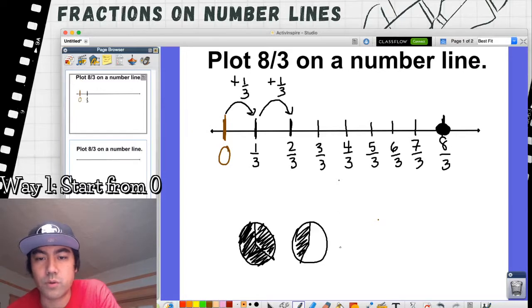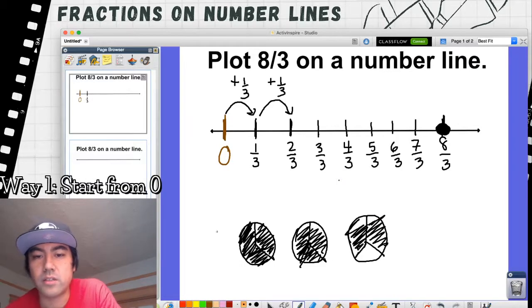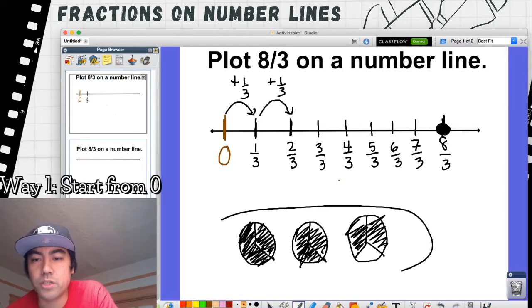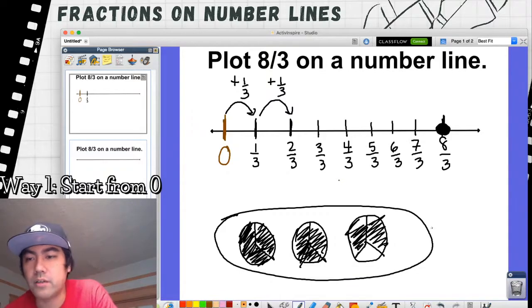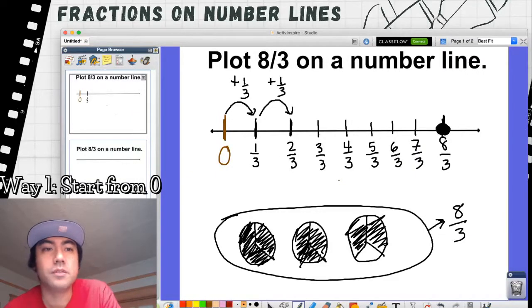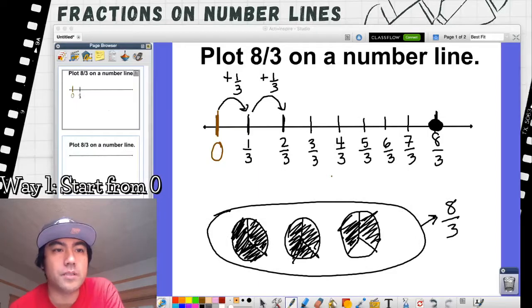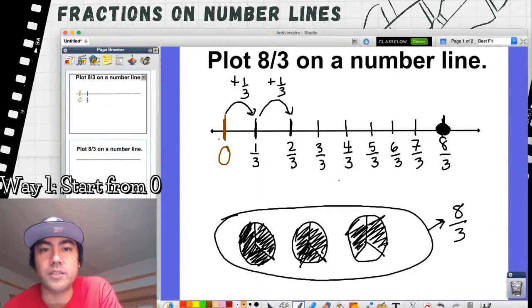And if I keep on adding thirds, here's 4/3. Here's a picture of 4/3. Here's a picture of 5/3. Here's a picture of 6/3. And then here's a picture of 7/3. Here's a picture of 8/3. And so this whole picture that I have circled right here is a picture of 8/3. Okay, so this is just one way to do the problem. Way number one, it's called starting from zero, and I indeed started from zero.